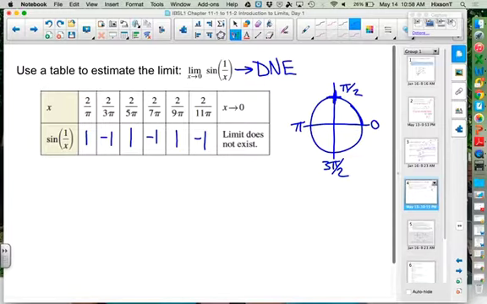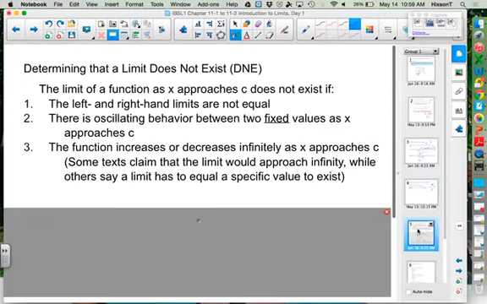This actually, though, brings us to a couple of rules. And this is what I want to finish off with today. There are three ways that we can determine that a limit does not exist. And we've looked at two of them. And the third one is actually kind of a matter of opinion.